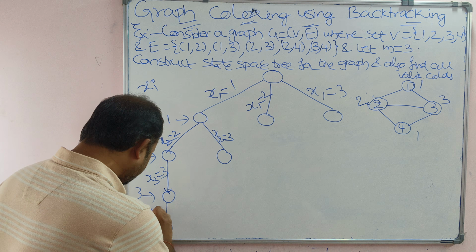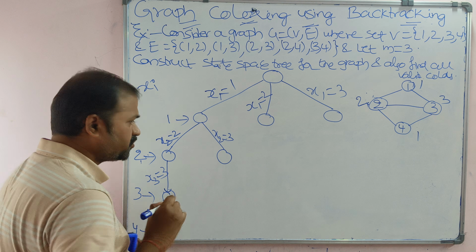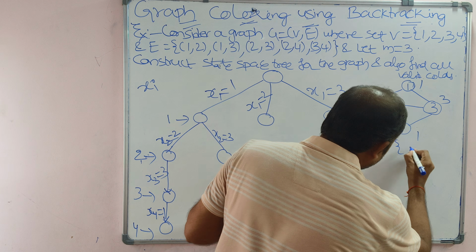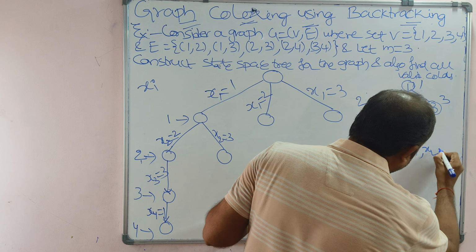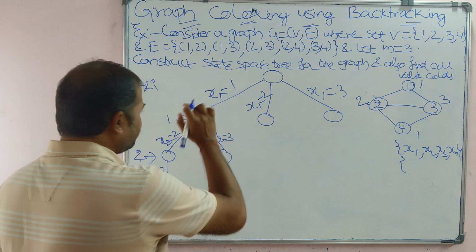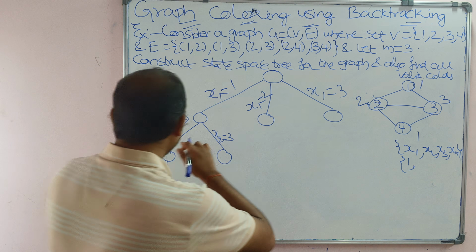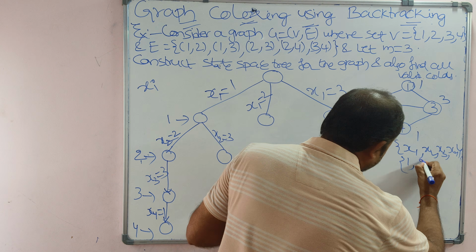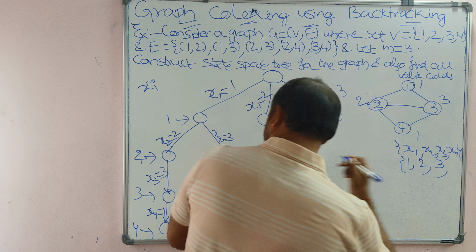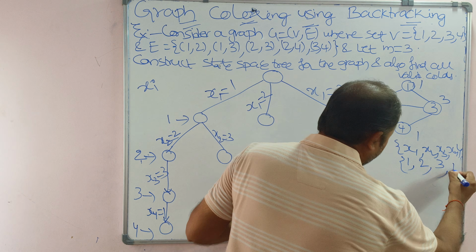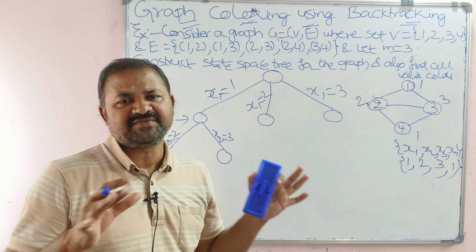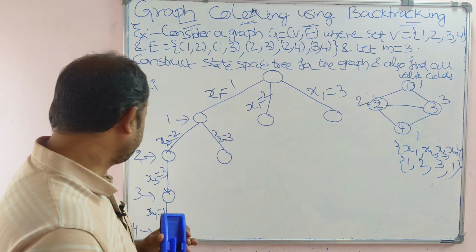So this is nothing but x4. So x4 equal to 1. So this is one solution. So what is the first solution? Here the solution is represented by x1, x2, x3, x4. So what is x1? 1. x2, the second vertex color, that is 2. x3, the third vertex color, 3. Fourth vertex color 1. So this is one valid coloring: 1, 2, 3, 1. Likewise we need to find all the valid colorings.